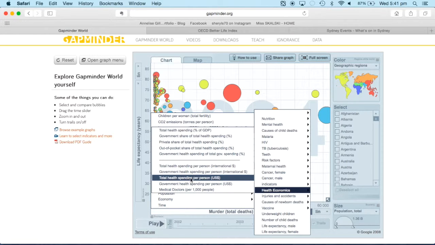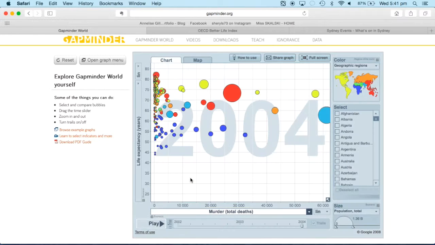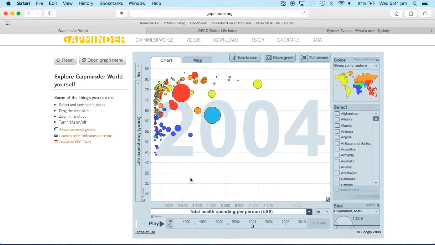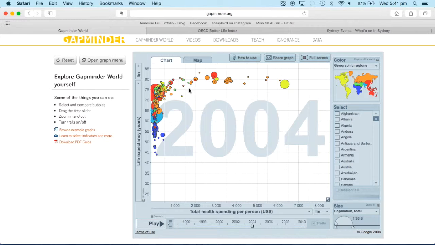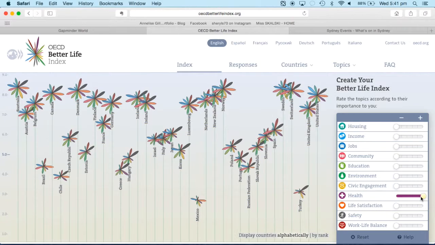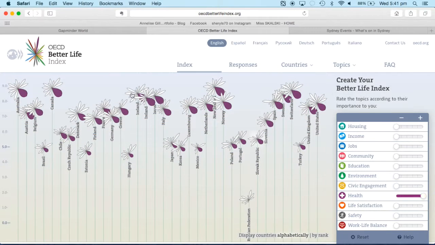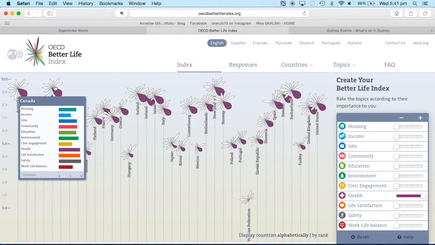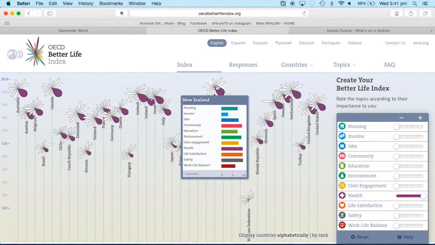So if we look at total health spending per person, okay, that gives us an indication about how much money is being spent per person on health. The OECD Better Life Index does have a health rating on it as well. So that will be quite good for getting some general overviews about how highly health is rated in those countries.